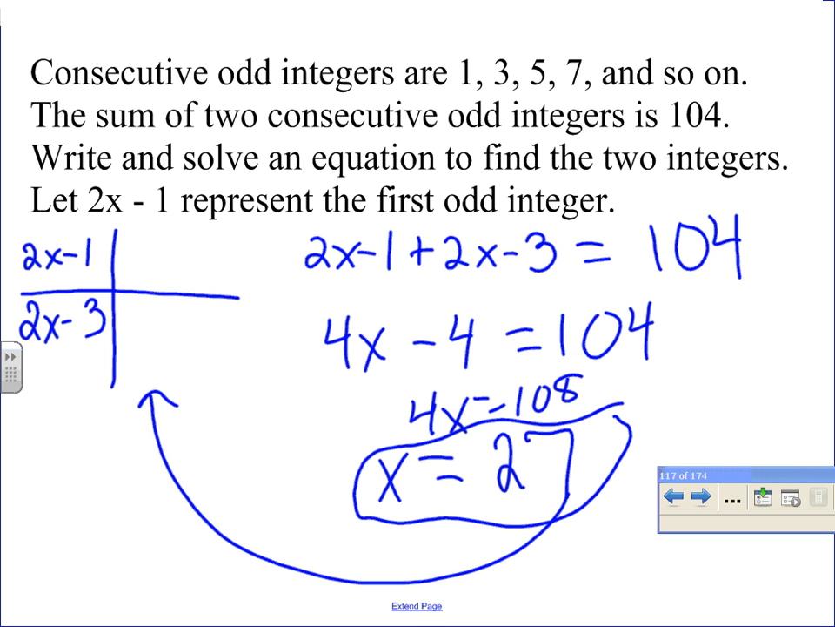So is 53 plus 51 equal to 104? Yep. That's why it didn't really matter which expressions you chose here. Like Charles said, 2x plus 1, 2x plus 3. That works too. Okay, as long as it represents an odd consecutive integer. Briar?